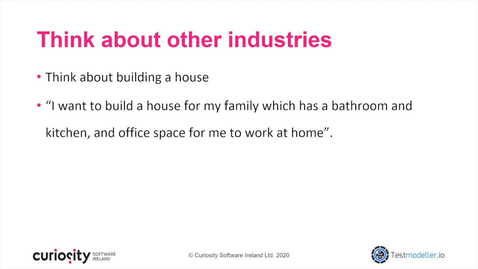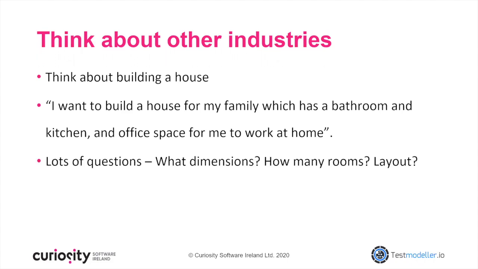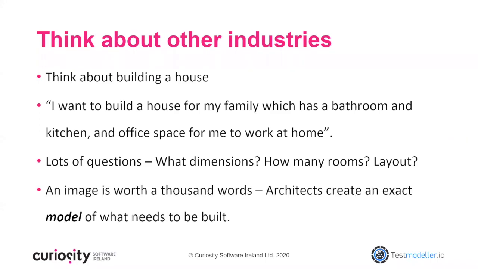I want to build a house for my family, which has a bathroom, a kitchen, and some office space for me to work at home. It's kind of a broad requirement, right? It's a little specification of what I want my house to be. Now, this could raise lots of questions. What dimensions is this house? How many rooms are there going to be? What's the layout? Is there going to be a garden? Where's it located? Etc. You could go on forever with all these questions, right?